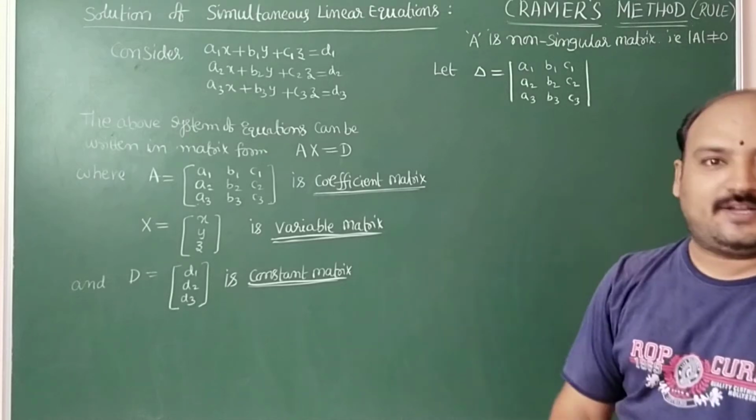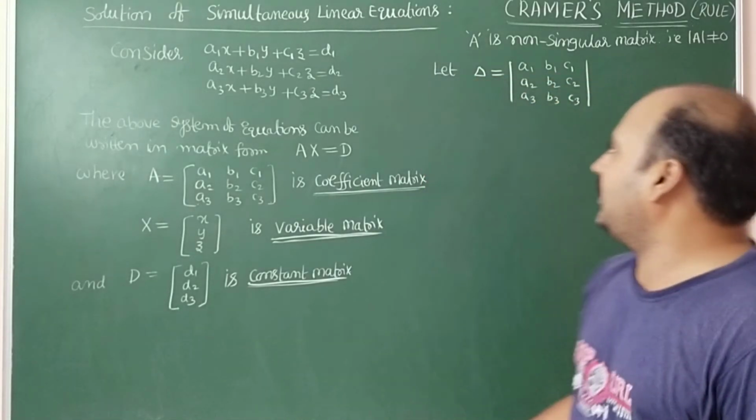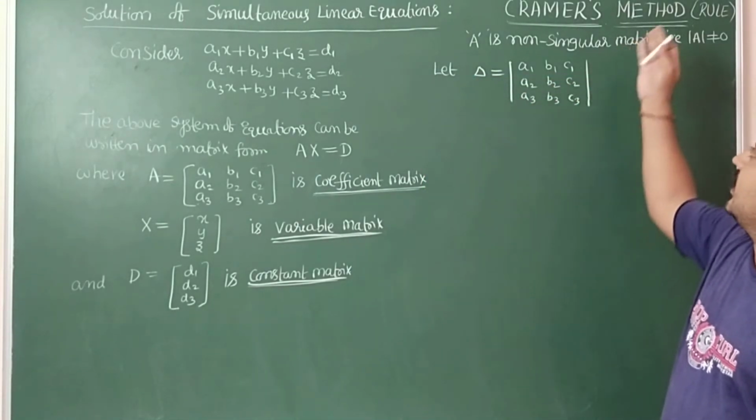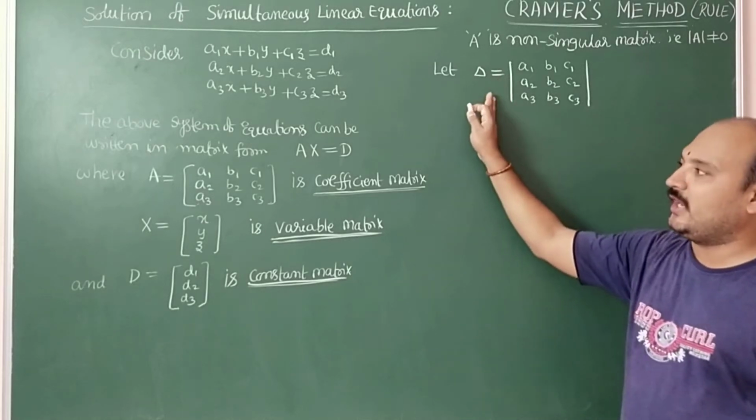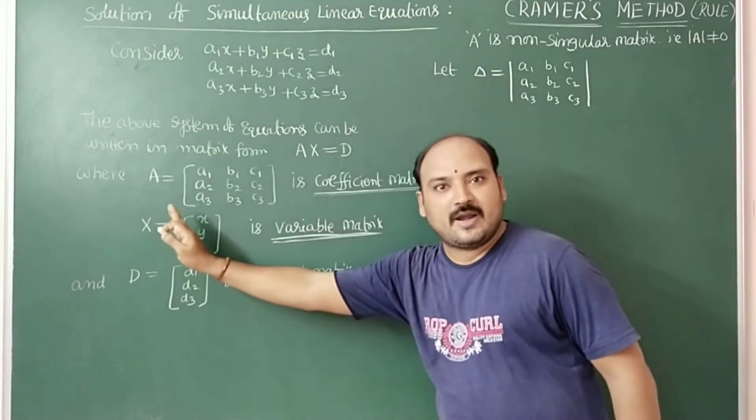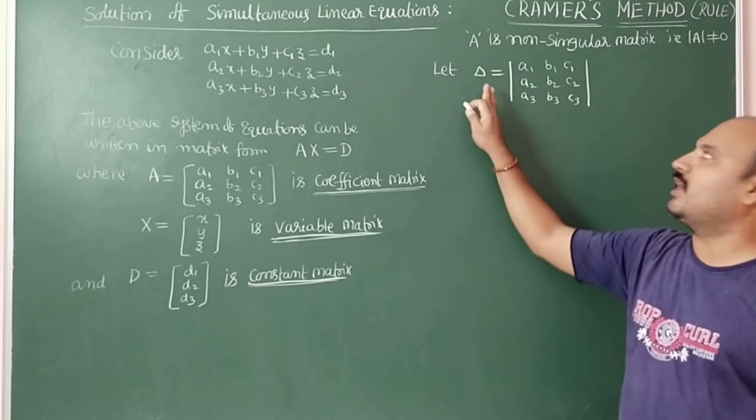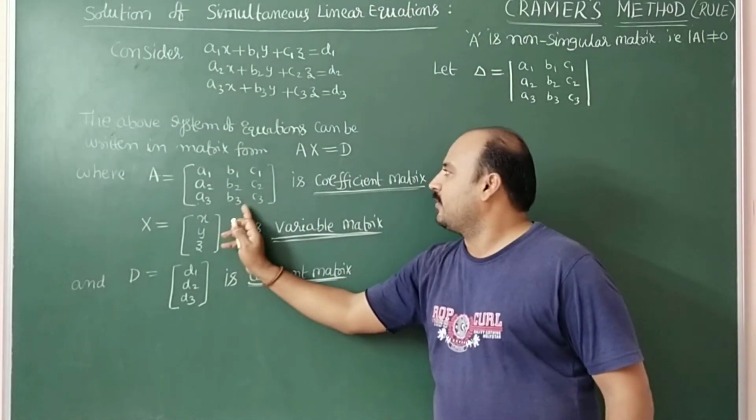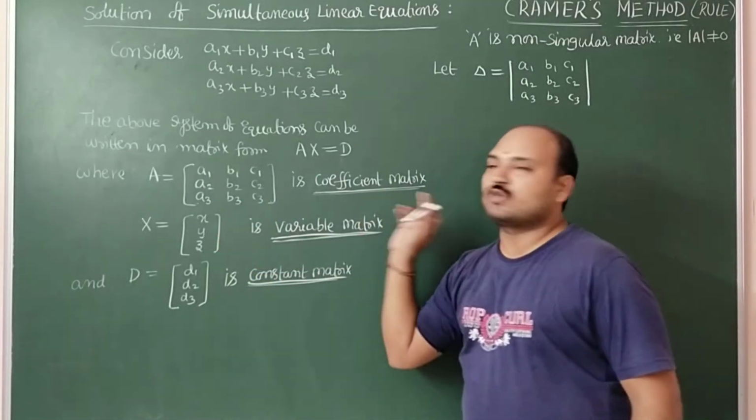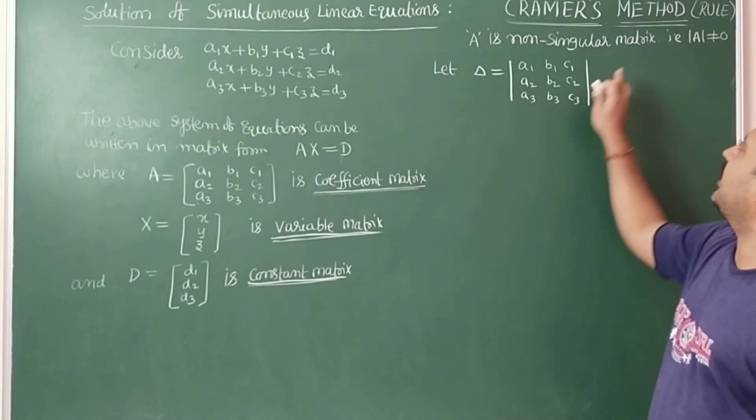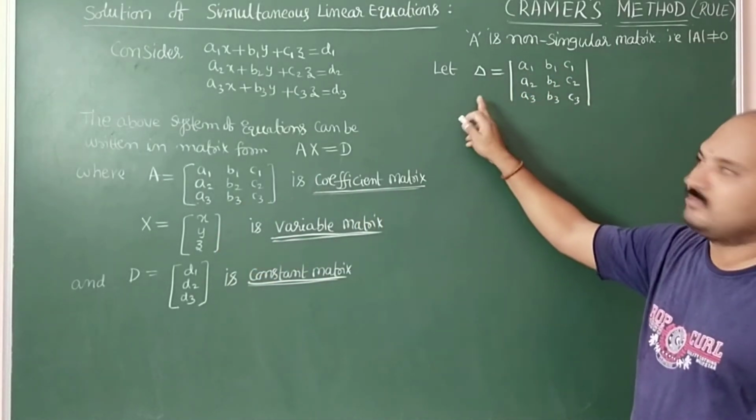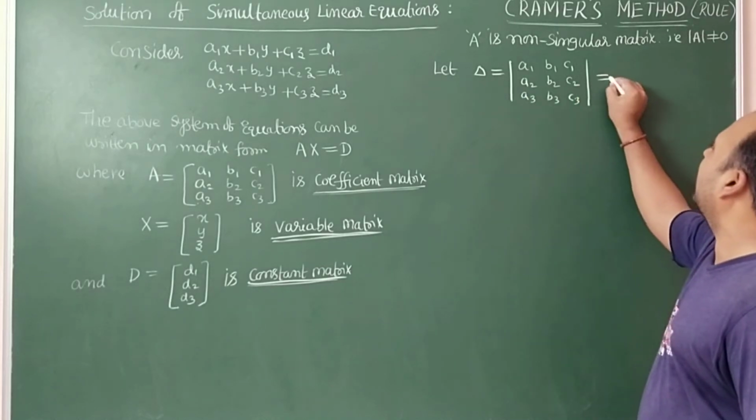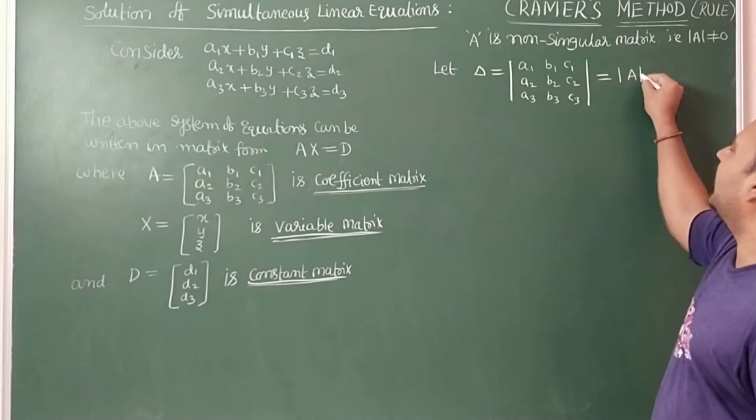Delta, you can calculate. In Cramer's method, first we have to calculate delta for the matrix A. Delta means here the determinant of the given A, that means the coefficient matrix. For that, you can calculate the delta. Delta means indirectly we are calculating the determinant of A.